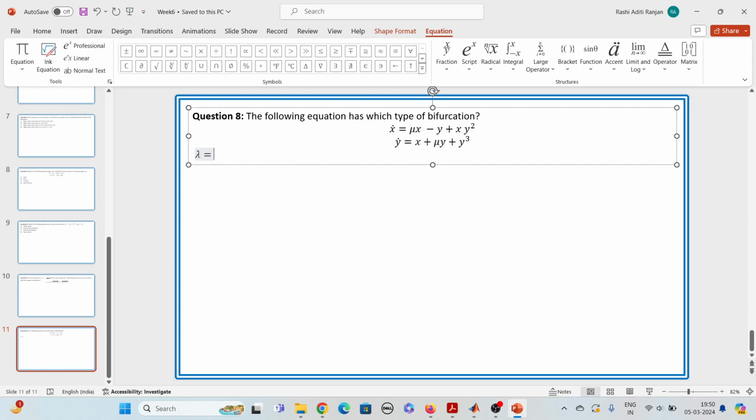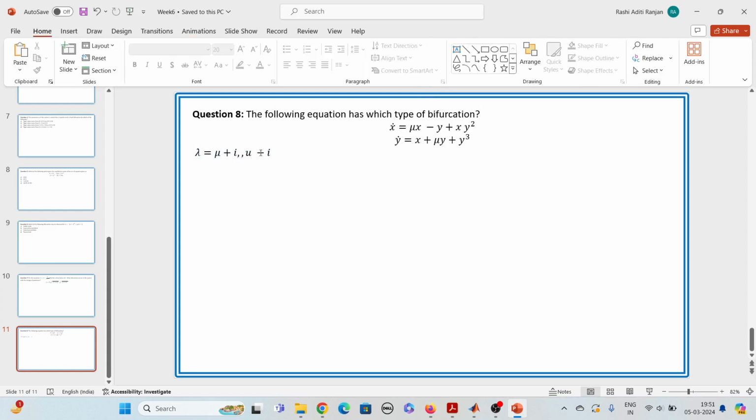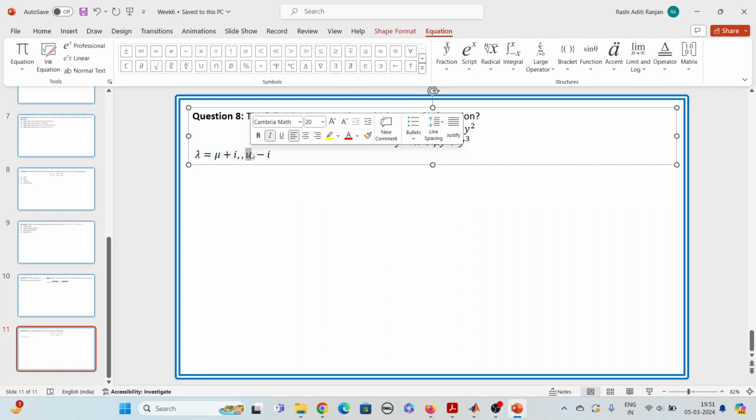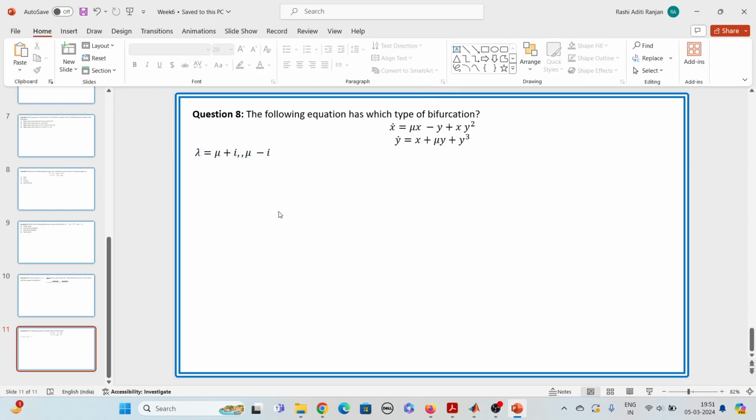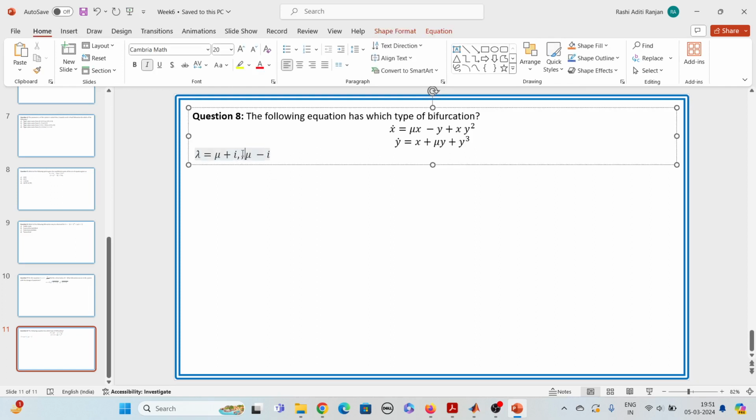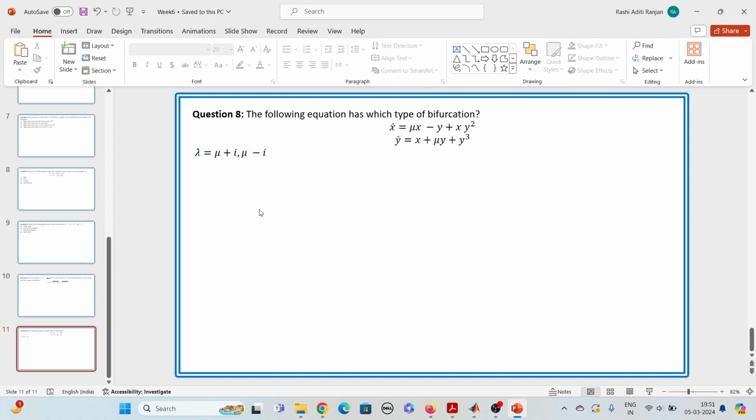lambda is equal to mu plus i, and one was mu minus i. So these two were my eigenvalues. Now if you see here, what was my critical value? It was mu is equal to 0 only.